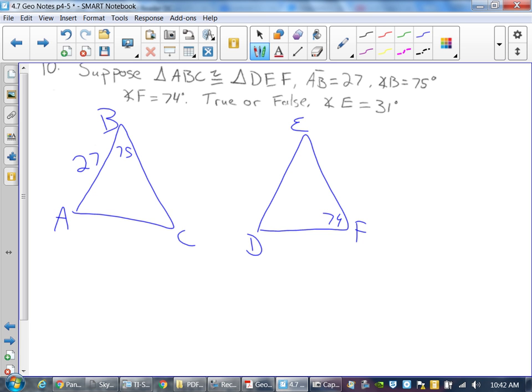Can angle E equal 31? No. Why? Good, very good, perfect. This is going to be false because B and E have to match up. If they don't match up, if they actually matched up, excuse me, then it would be okay. But in this case, it doesn't work. There you go. False.